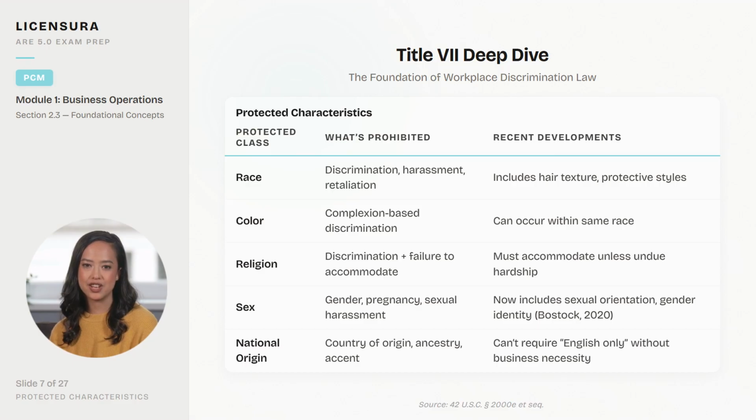Sex, which covers gender, pregnancy, sexual harassment, and, since the 2020 Bostock decision, sexual orientation and gender identity as well. And national origin, country of origin, ancestry, even accent discrimination. You can't require English-only policies without a genuine business necessity. That Bostock ruling is definitely worth flagging for the exam. Since 2020, sexual orientation and gender identity are federally protected under Title VII's sex category. This is settled law now. It's not something that varies state by state anymore.